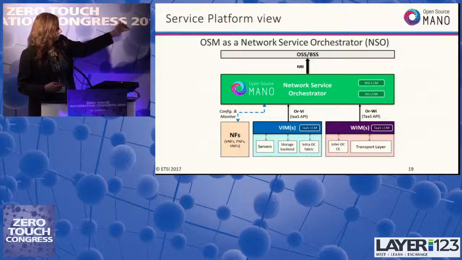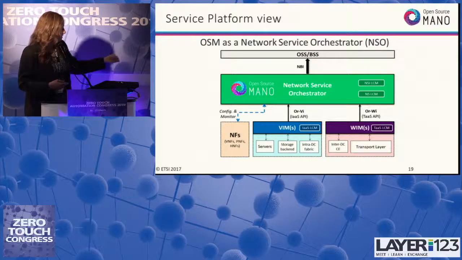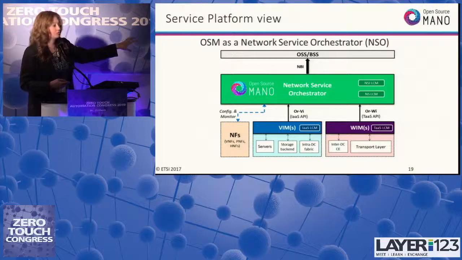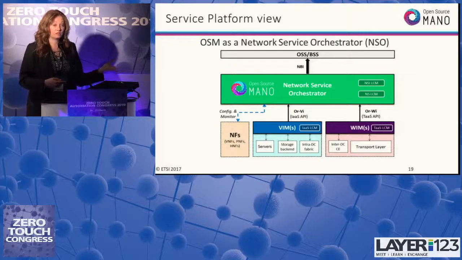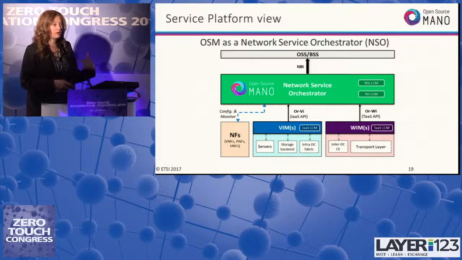So Open Source MANO works as that abstraction layer to be able to talk to your VIM layers, talk to the SDN layers, talk to the WIMs, talk to the network services, et cetera, and being able to not only deploy them on day 0, which is a feat in and of itself, but be able to keep those services running, monitor them, and know how well they're running with the day 2 lifecycle management operations.